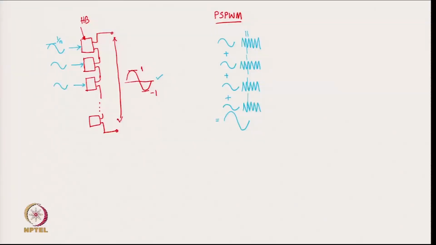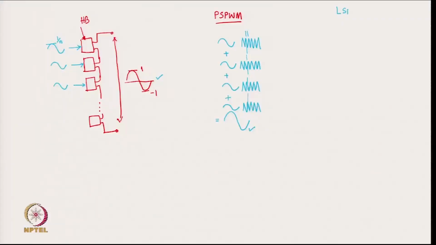These carriers are slightly phase shifted from each other, so that the resultant waveform, that is this one here, this resultant waveform is actually getting rid of many of the harmonics. We will see how the harmonics are getting shifted. We will take an example.